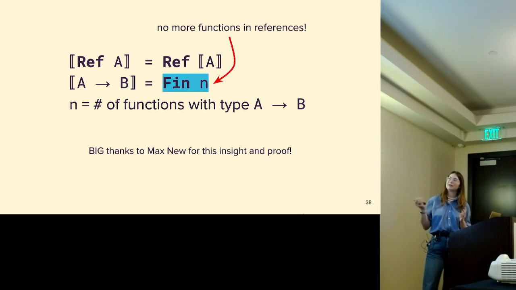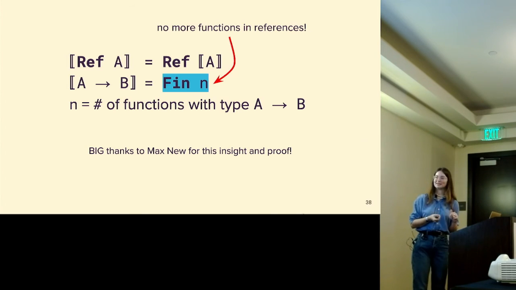And you can see that clearly there's no more functions and references because there's no more functions at all in this language. And so we converted it to a terminating language with a ground store. And big thank you to our session chair, Max, for this insight and proof.